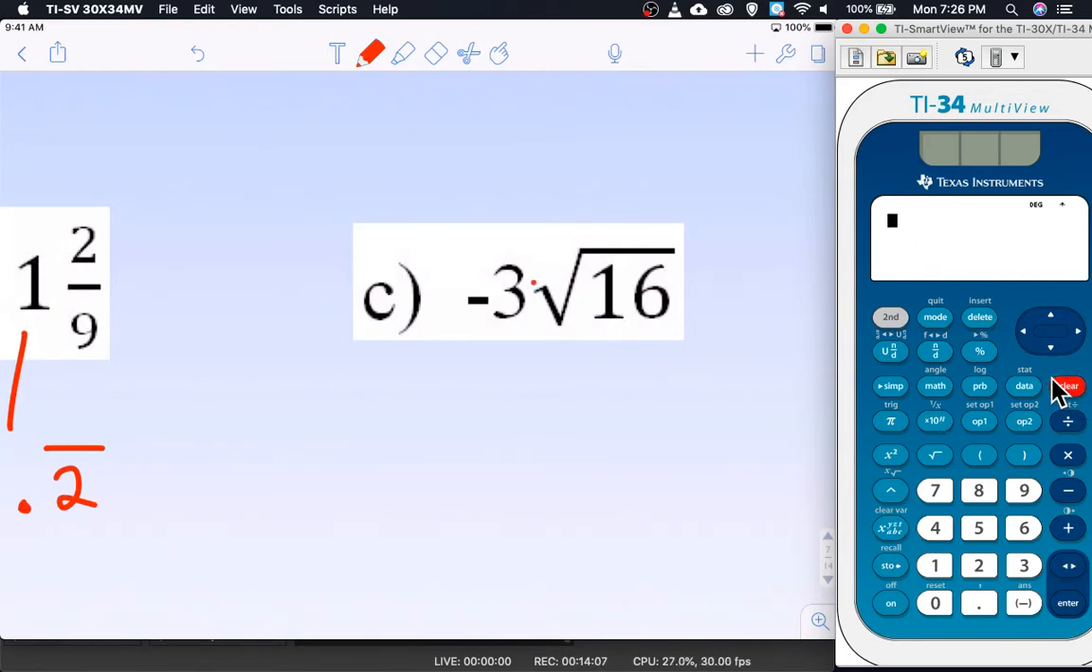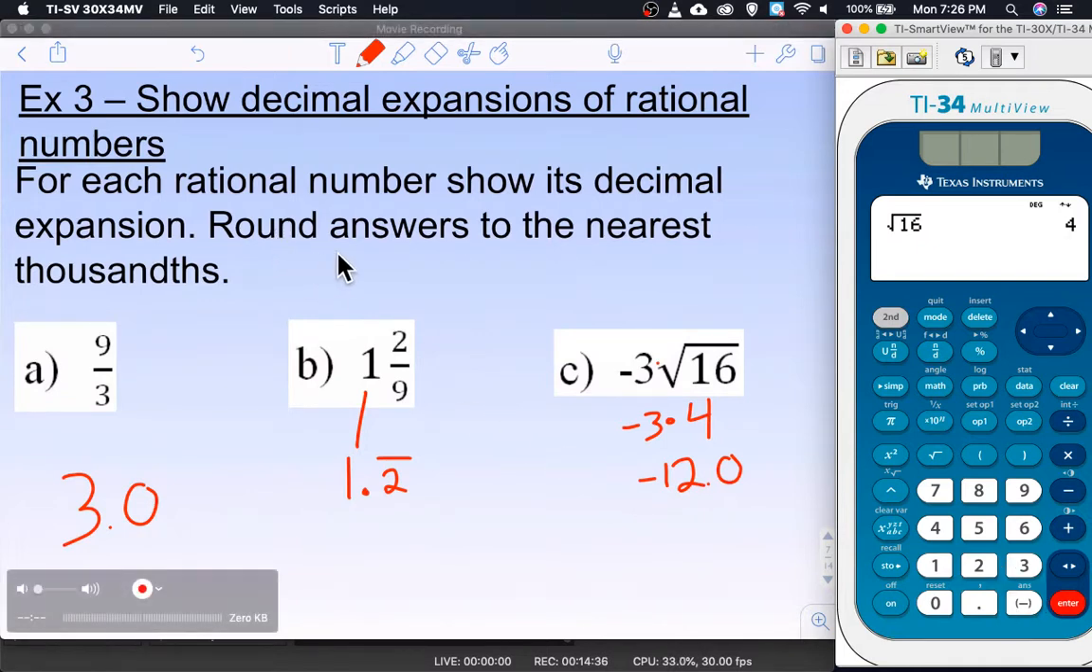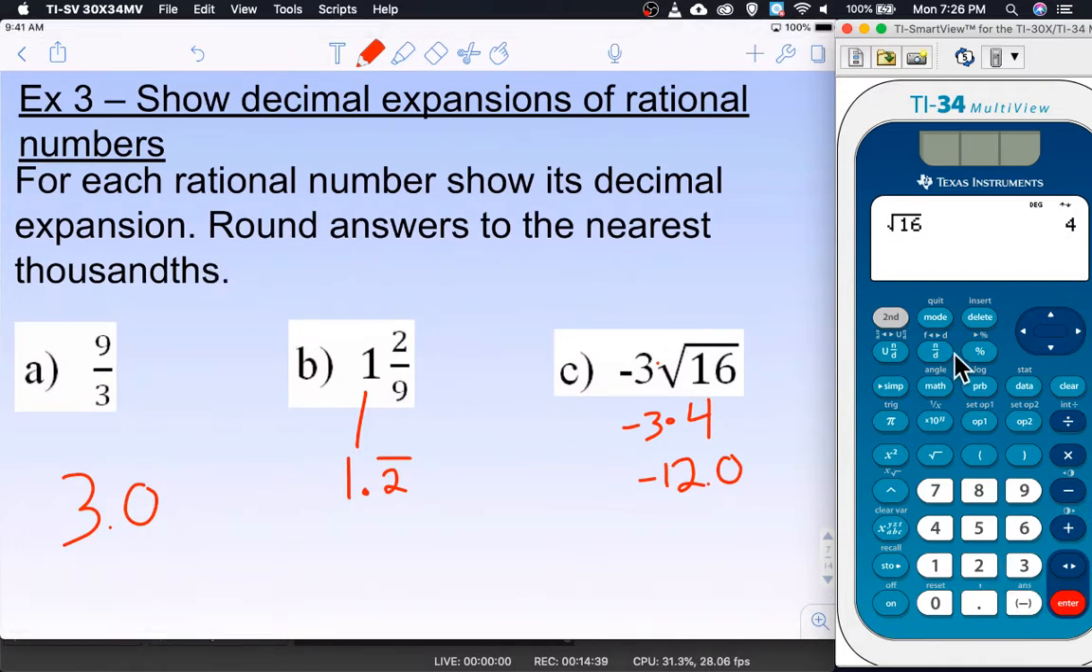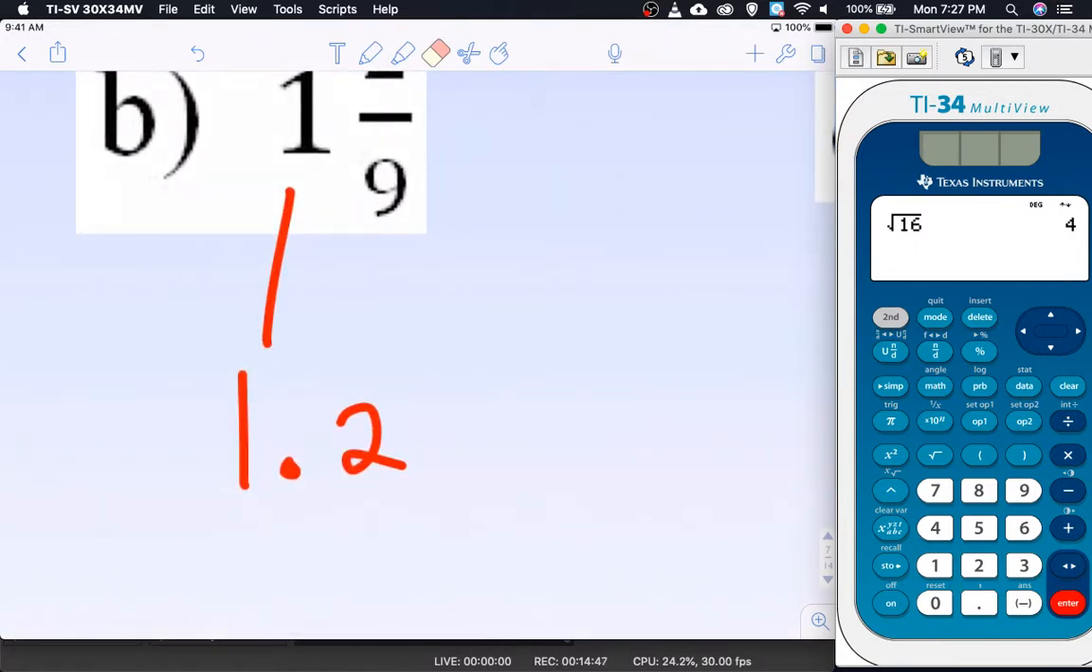This one. I know the square root of 16 is 4. I know -3 times 4 is -12. So we could leave it like that, technically speaking. If you wanted to put your little decimal 0.0, you can do that too. Oh, I guess I should go back and read the directions because it does say round answers to the nearest thousandths. So technically that's rounded to the nearest thousandths because it's all zeros, but my letter B, I didn't do that.